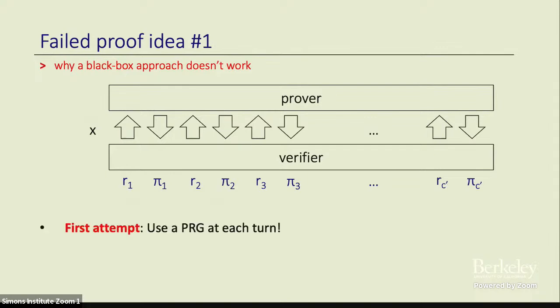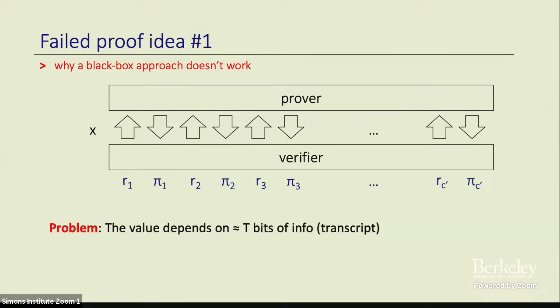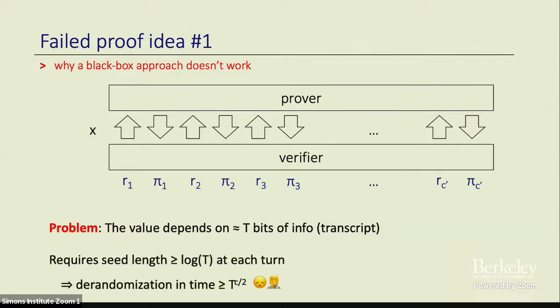So the first attempt to randomize the inductive proof system is just to use a PRG at each turn, right? This can of course reduce the amount of randomness, but if you think about it, you'll realize the distinguisher here is the residual value of the game. And the residual value of the game depends on the current transcript. That can be a total of T bits of transcript. So that can be 2 to the T many distinguishers. You want to fool them all. This actually means you really have to pay log T seed at each round.